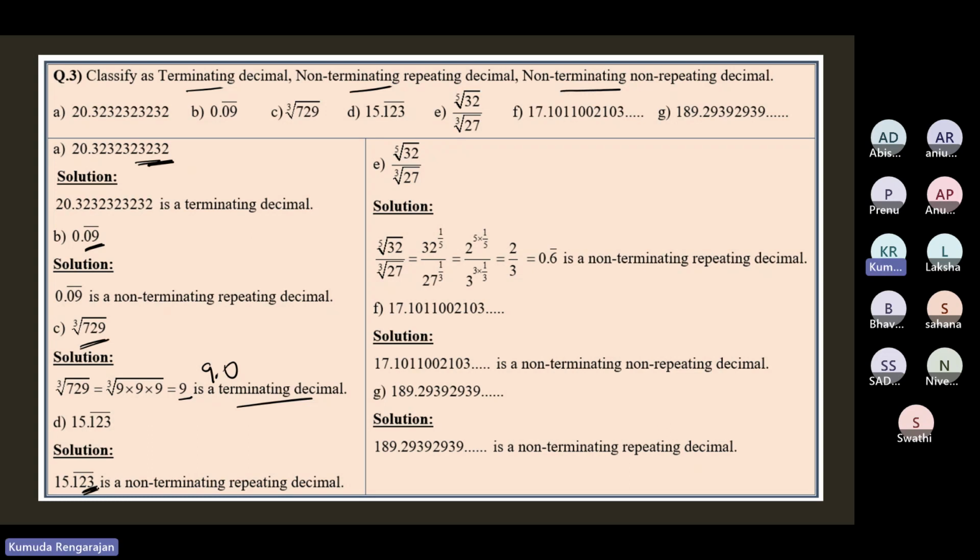This is non-terminating, repeating. Here you'll have to simplify. So how to simplify? The fifth root of 32 can be written as 32 to the power 1 by 5. And 32 is 2 to the power 5, and there's already a power 1 by 5. So you'll have to multiply the powers. So 5 cancels and it's 2.